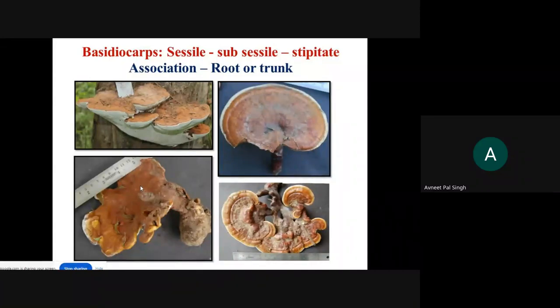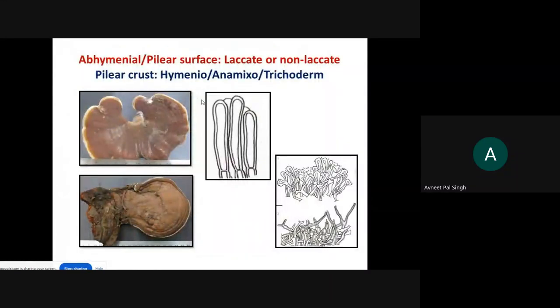What is the kind of basidiocarp? See here, sessile. Here, stipitate. Branched type is also there. Look at their surface. This is shiny. This is dull. This is lacate. This is non-lacate. And look at their association. Then you have to make a microscopic preparation from this surface. And when you see what kind of structures are present, there will be some hyphal modifications. We have hymenioderm, anamixoderm, and trichoderm, which specify the lacate and non-lacate surface.